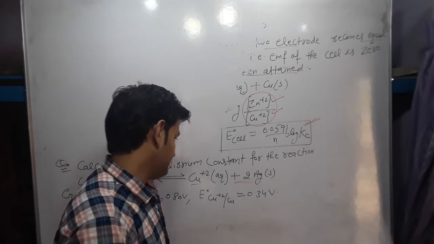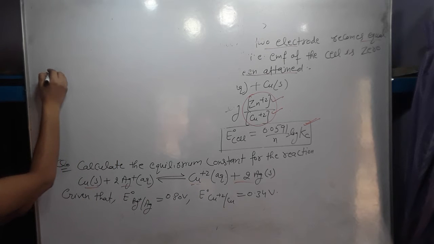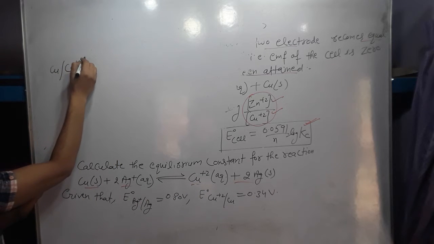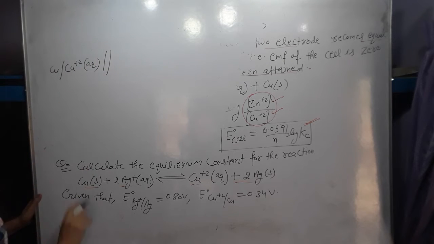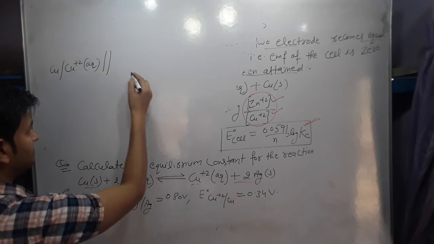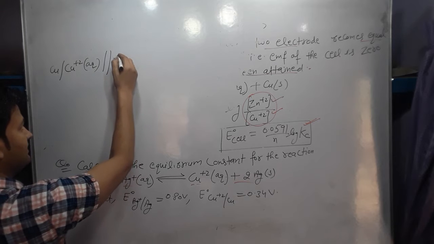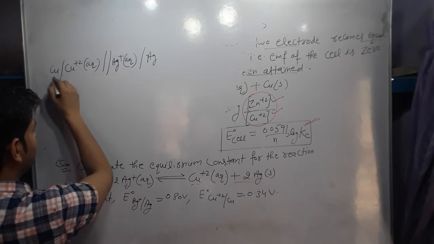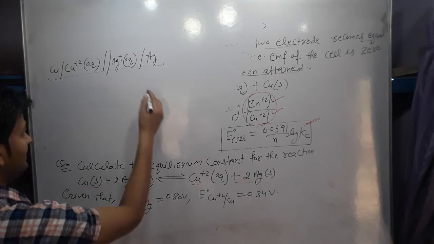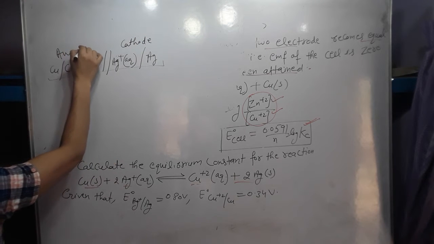First of all, represent this cell. Copper undergoes oxidation, so it is written as copper and copper 2 plus ion concentration, aqueous. Salt bridge is applied and silver undergoes reduction, so it can be written as silver ion aqueous and silver. This is our representation of the cell. The cathode is on the right hand side, the anode on the left hand side.